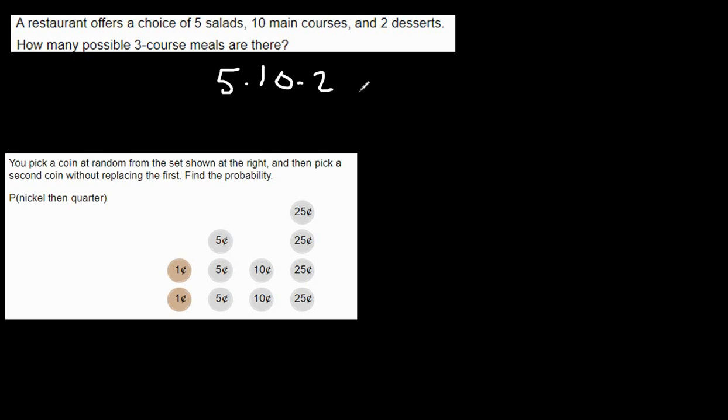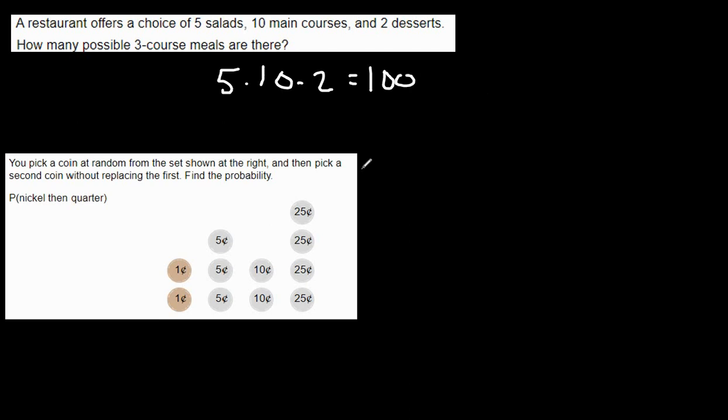We're assuming that we are getting one of each, so we're not trying to trick you here. And you have to get one, so you don't have to think of it as, oh, we don't want a dessert, so there's an extra choice there. It's not going to be like that. So 5 times 10 times 2 would be 100 different possibilities there with one each.